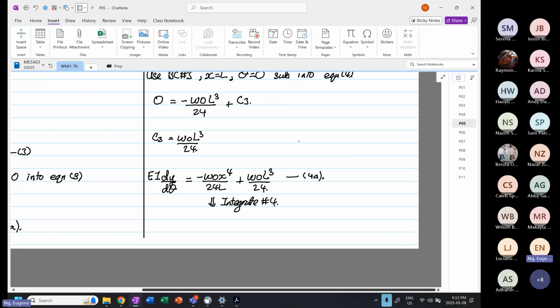For the fourth time, okay, so when we integrate the fourth time, you have EI y as a function of x. So this will be equal to minus omega naught x to the fifth over 120L plus omega naught L cube x over 24 plus C4. This is your equation number 5. So we have one more boundary condition that we have not used yet.